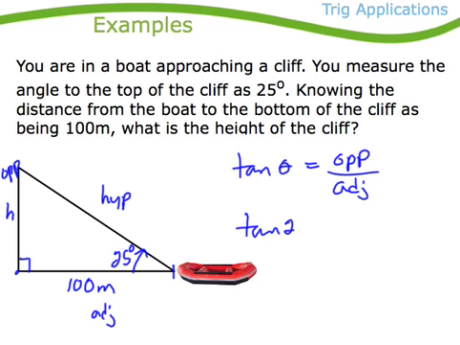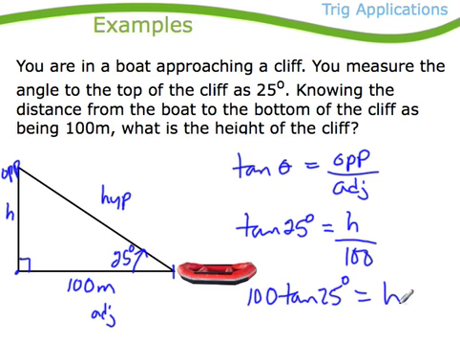Tangent of 25 degrees is equal to the opposite side, which I don't know, but I guess we're calling that h, divided by the adjacent side, which is 100. Multiplying both sides by 100, I get 100 times the tan of 25 degrees is equal to h.